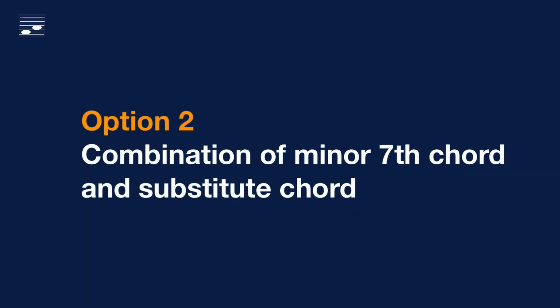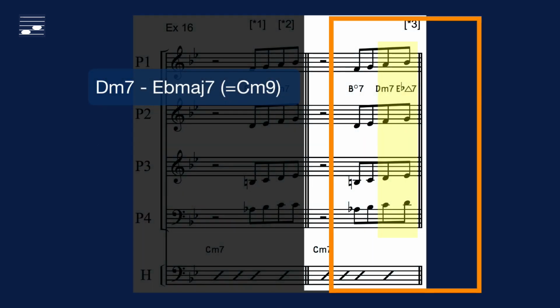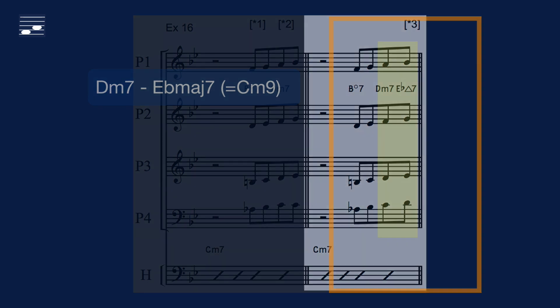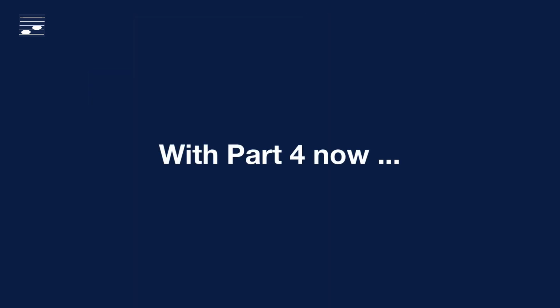This can be prevented by using parallel motion, combining a minor 7th chord and a substitute chord, the type discussed in episode 3. This modifies the lower part.